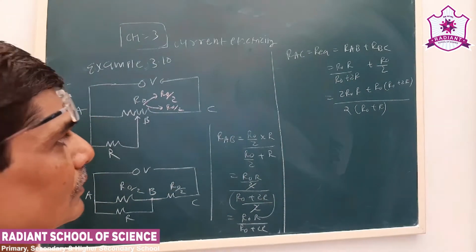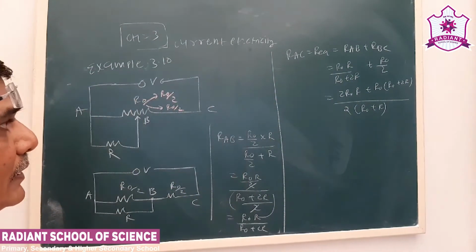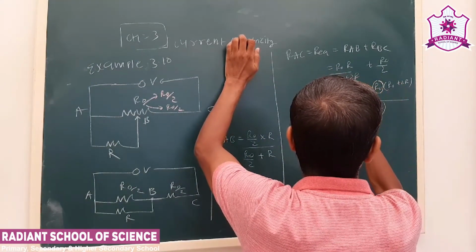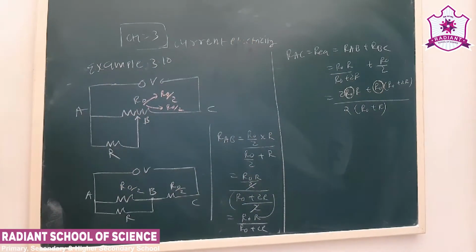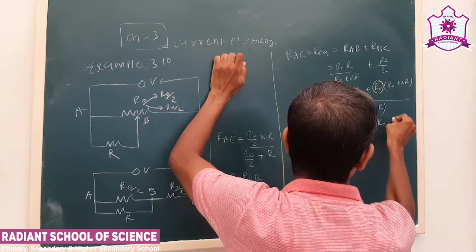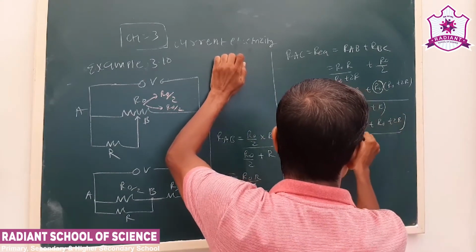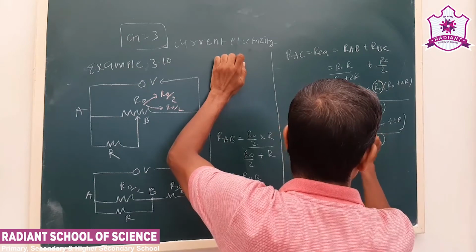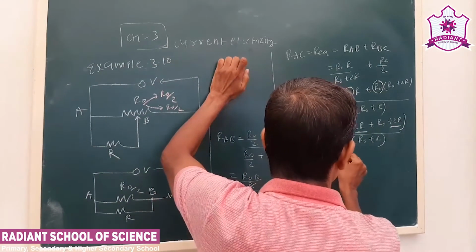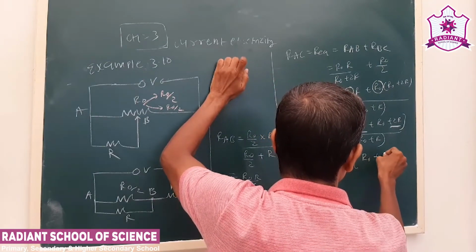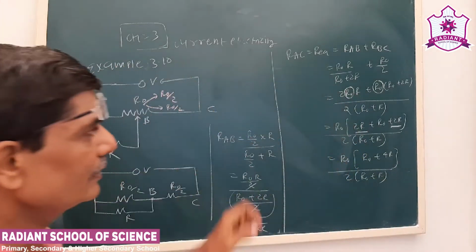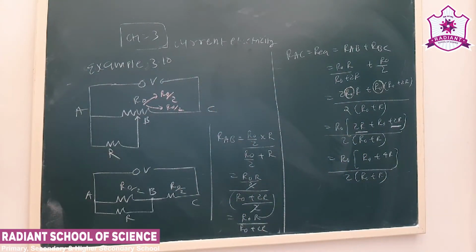Now see what we can take common here. R0 we can take common from the numerator. So it is R0 common, 2R plus R0 plus 2R upon 2R0 plus R. Now 2R and 2R makes 4R. So R0 plus 4R.